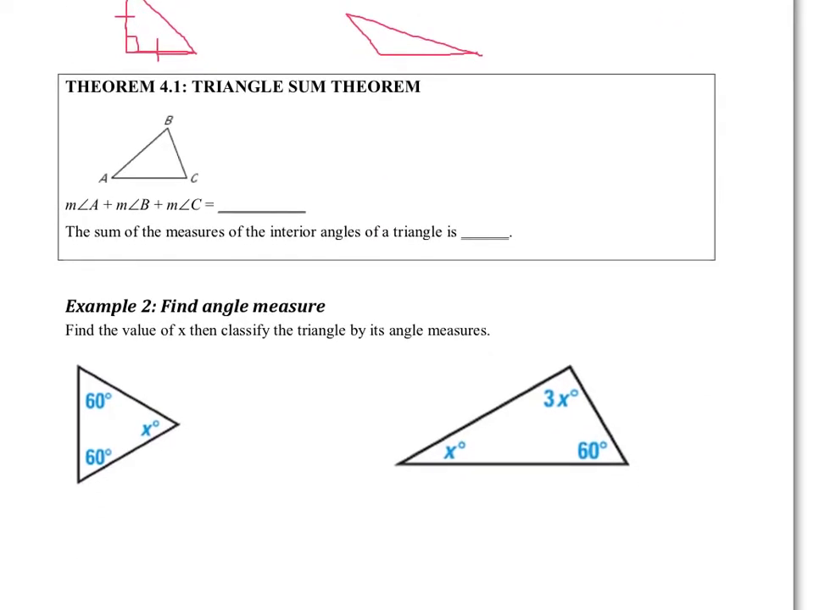Alright, let's work with our triangle sum theorem. So theorem 4.1 is the triangle sum theorem. The measure of angle A, so this angle, plus the measure of angle B, this angle, plus the measure of angle C, so that's the third angle of my triangle. If I add them all up, that's going to always equal 180 degrees. So the sum of the measures of the interior angles of a triangle is always, always, always 180 degrees for a triangle.